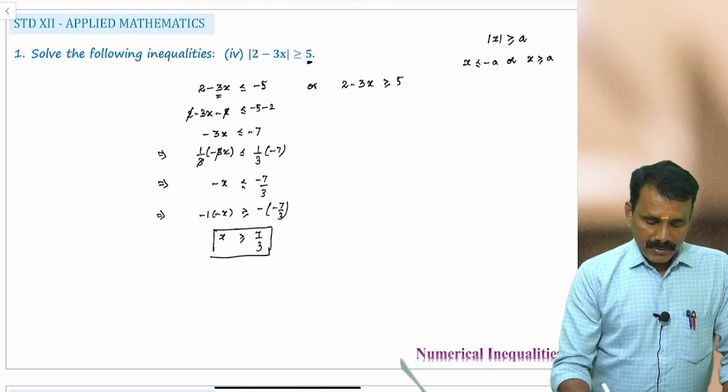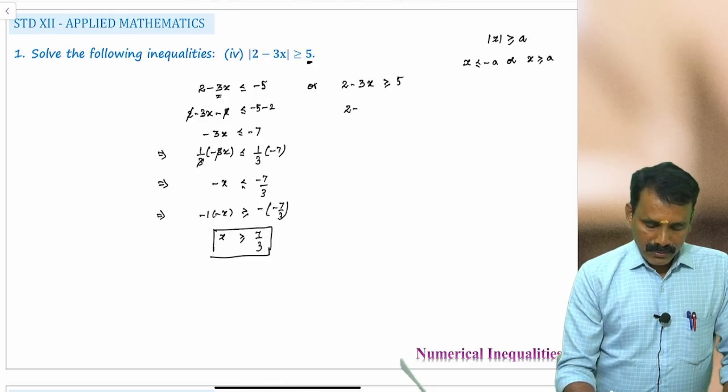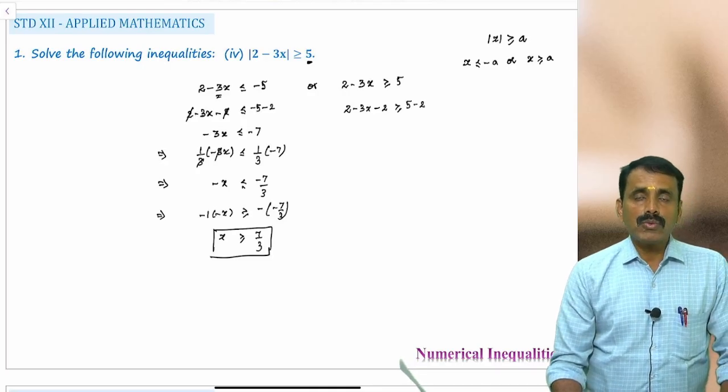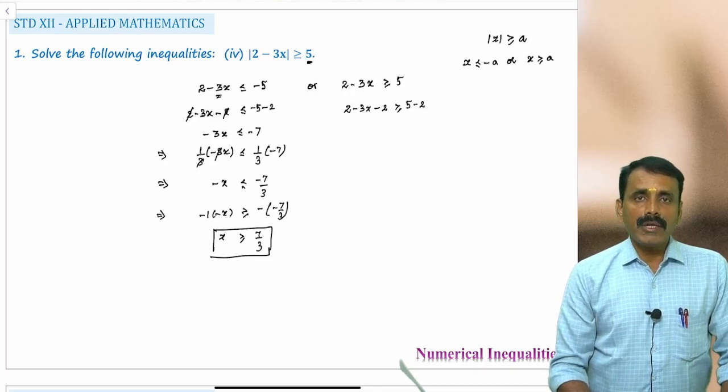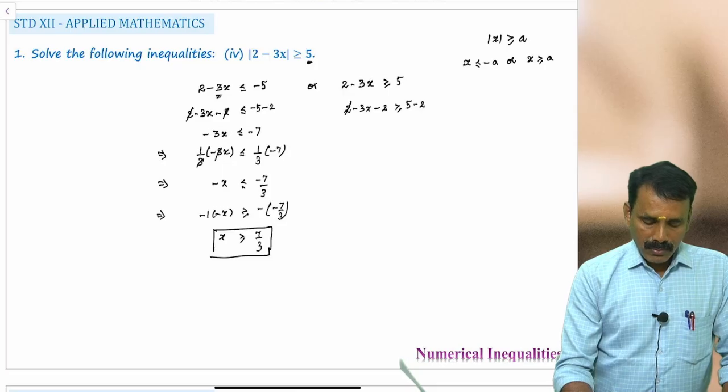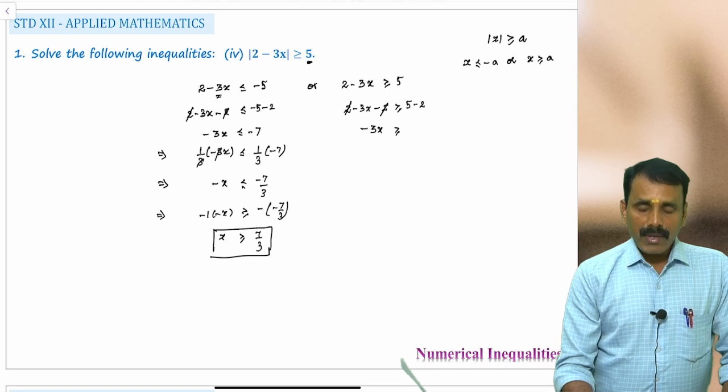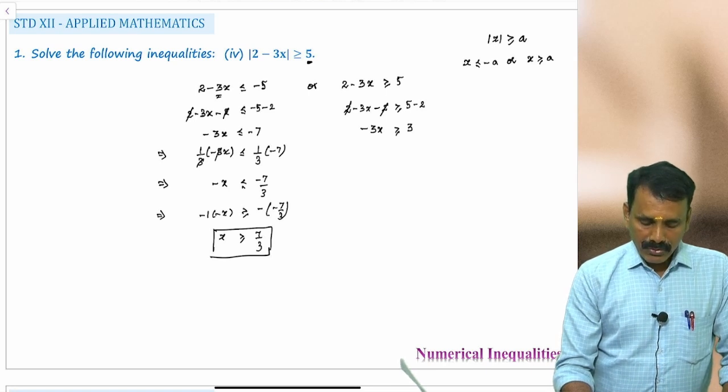Same procedure. 2 minus 3x minus 2 greater than or equal to 5 minus 2. Why do we have to subtract 2? Because we want to eliminate 2. So we operate with the additive inverse of plus 2, which is nothing but minus 2. So 2 minus 2 cancelled here. So minus 3x greater than or equal to 5 minus 2, which is 3.